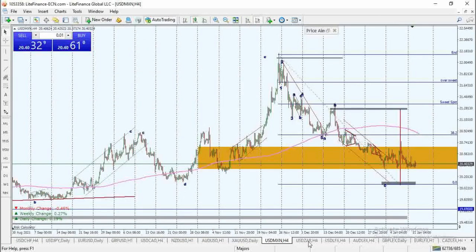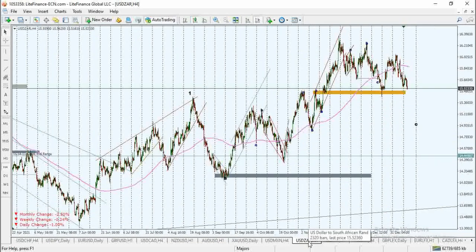Also use Mexican peso. Also with ZAR, my C is still right around here, so I'm going to have to wait for my C to complete right around here. I'm not going to be the main guy to short this. I'm not going to short this. I'm just going to have to wait.